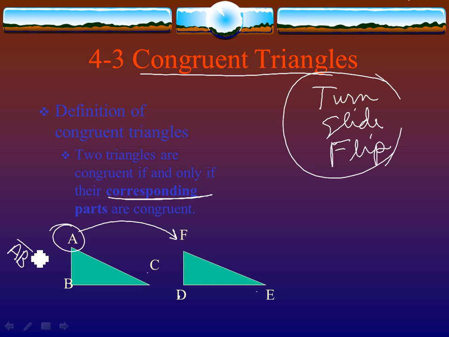Now, sometimes it's just a slide, so you're just going to slide it over to get them to match up. Sometimes you may have to flip it over. Sometimes you may have to turn it, rotate it, whatever. But you're going to have to be able to do that in your head.